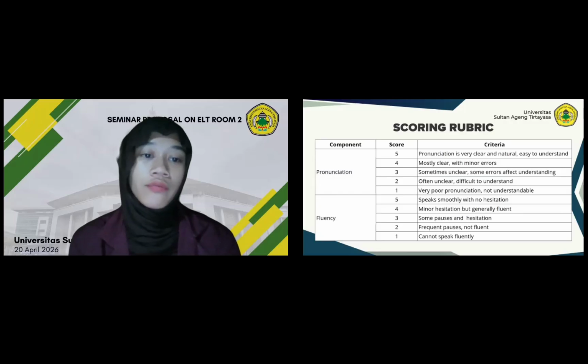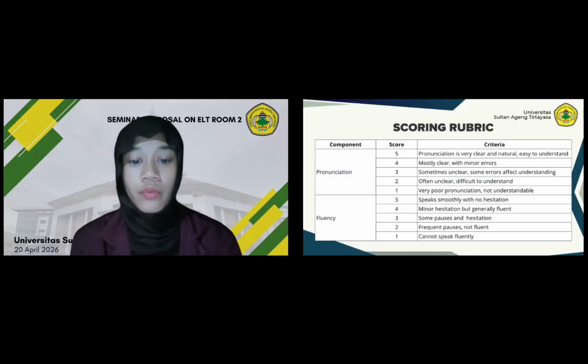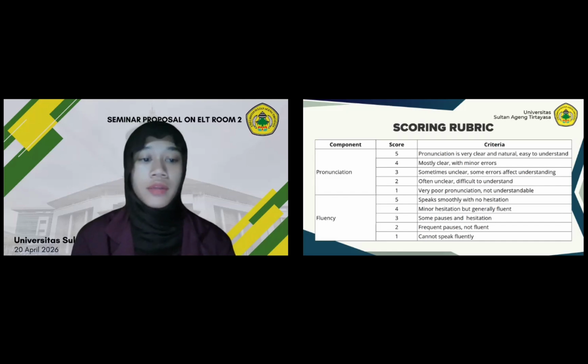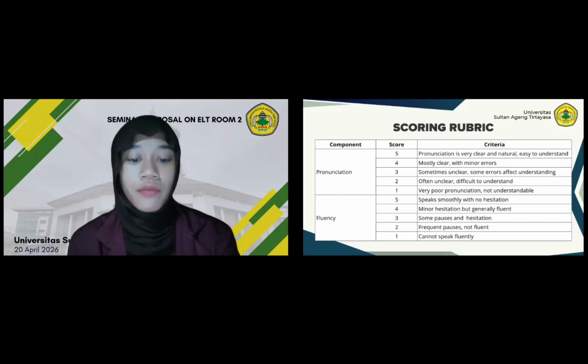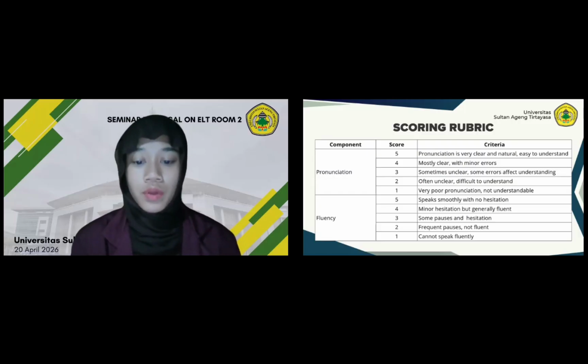Each component is scored from 1 to 5. Score 5 is the highest and score 1 is the lowest. For example, in pronunciation, if the students speak very clearly and easy to understand, they get score 5. If the pronunciation is very poor and difficult to understand, they get score 1.